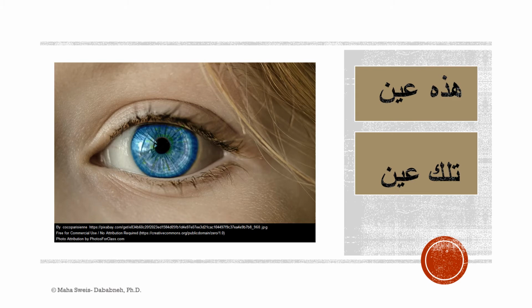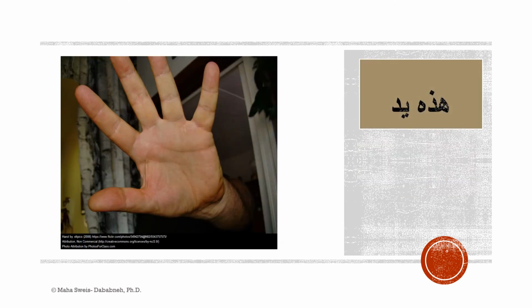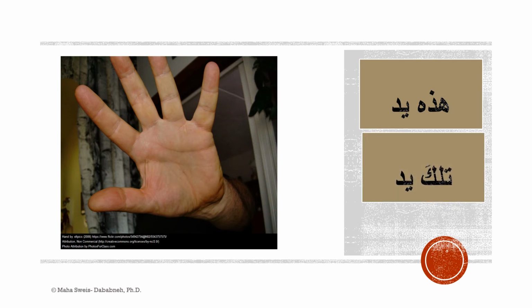هذا أنف, ذلك أنف, masculine, this and that. هذه أذن, تلك أذن. هذه يد, تلك يد.